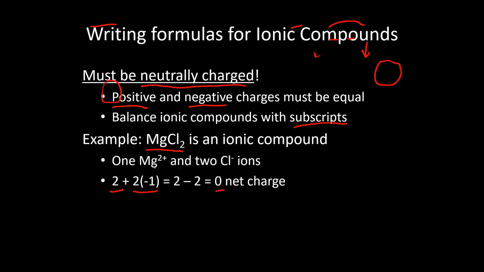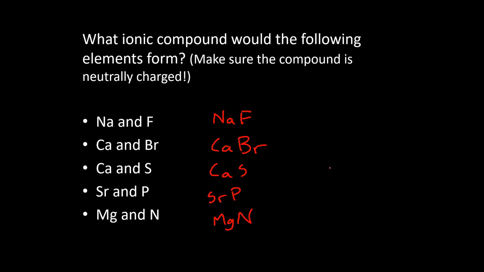So back here with this previous example, technically speaking, Mg2Cl4, that would also be balanced. But everything here is divisible by 2. It's not the smallest numbers we could use to get an equal charge. So that would be incorrect. We always want the smallest numbers possible. So all that being said, go ahead and figure out what the formulas would be for each of these. So pause the video now.